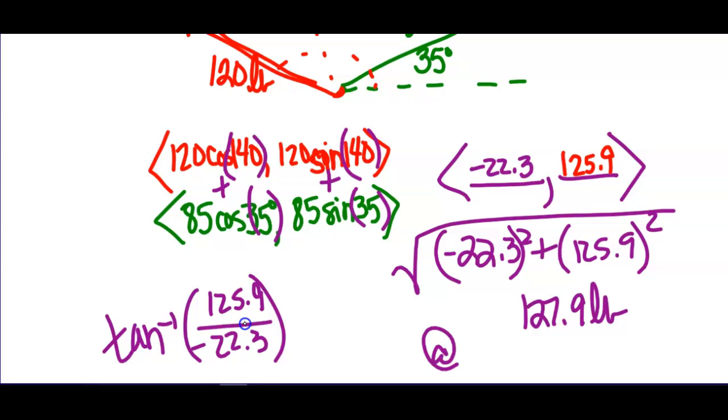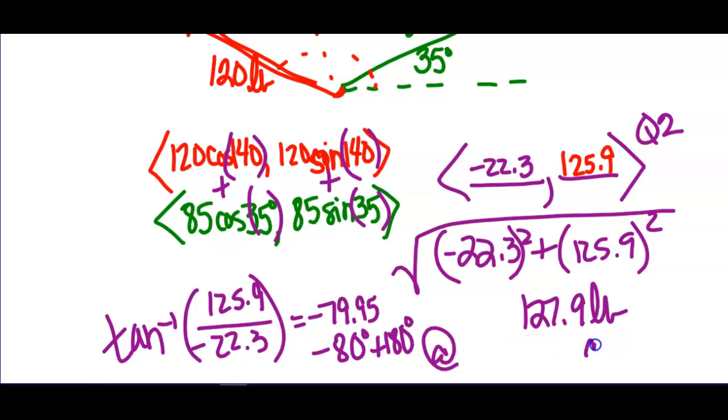But when I type that, I get negative 79.95, basically negative 80 degrees. But this is clearly not pulling at a negative 80 degree angle. It was pulling left and up. This is a quadrant 2 angle. So we need to add 180 to this to move it into quadrant 2, and it's going to be at a 100 degree angle to the positive x-axis.